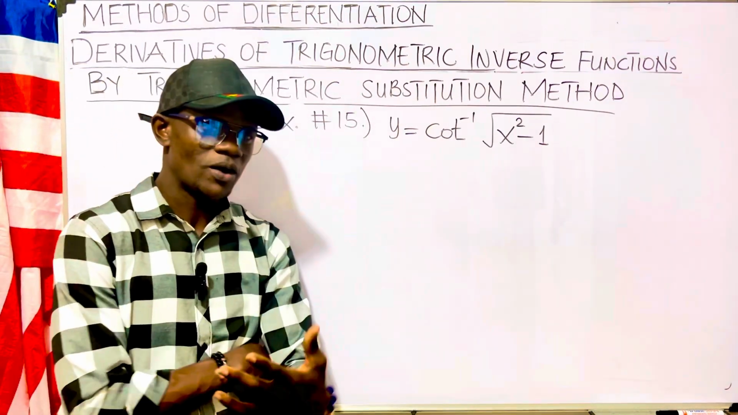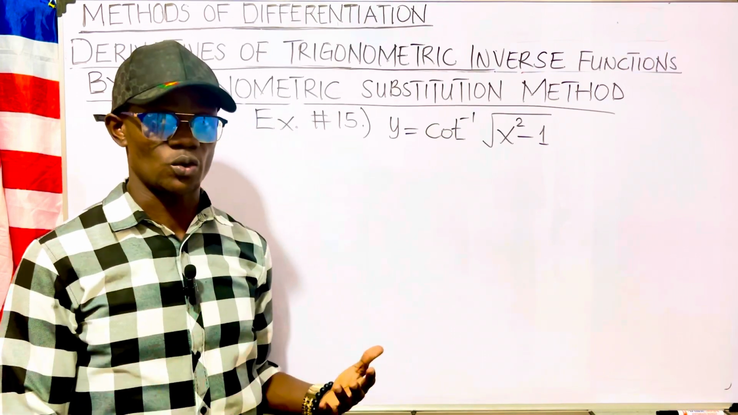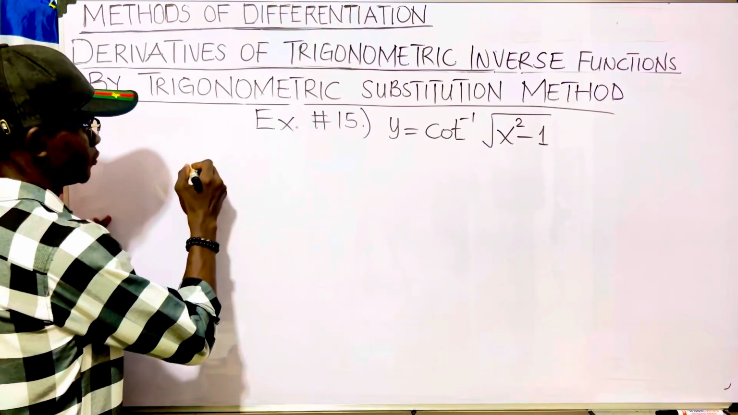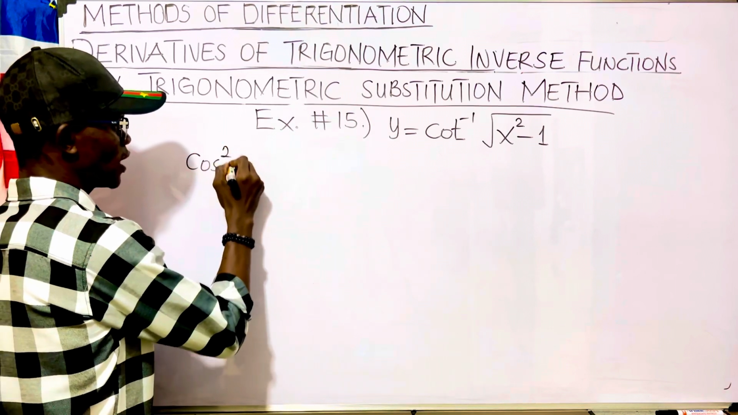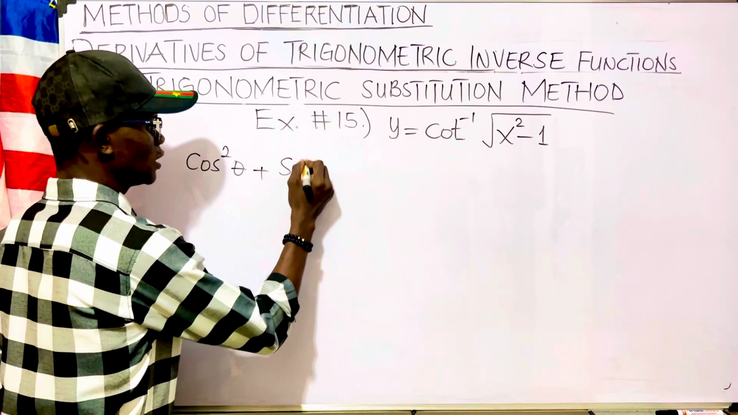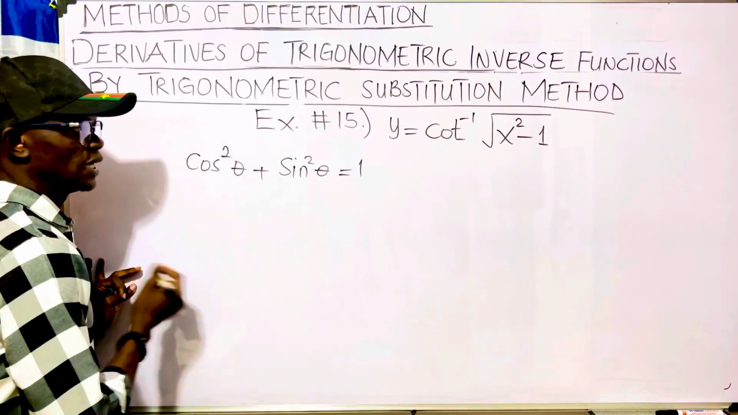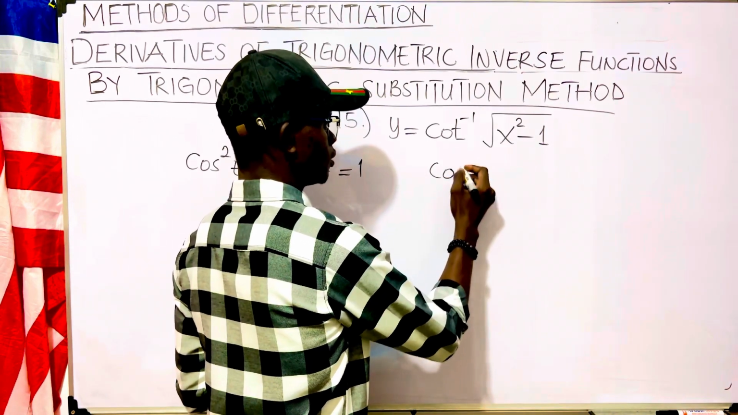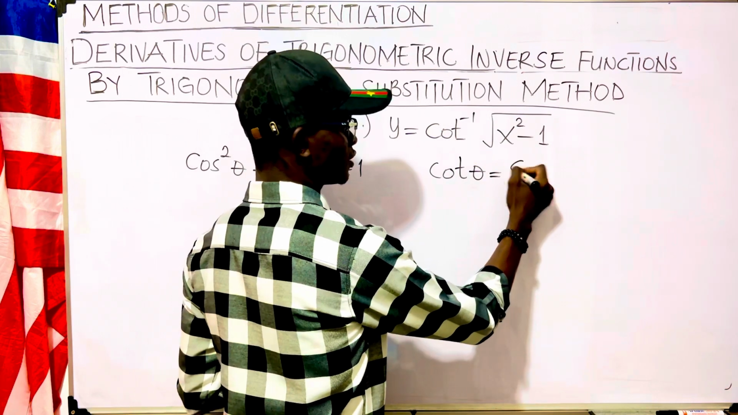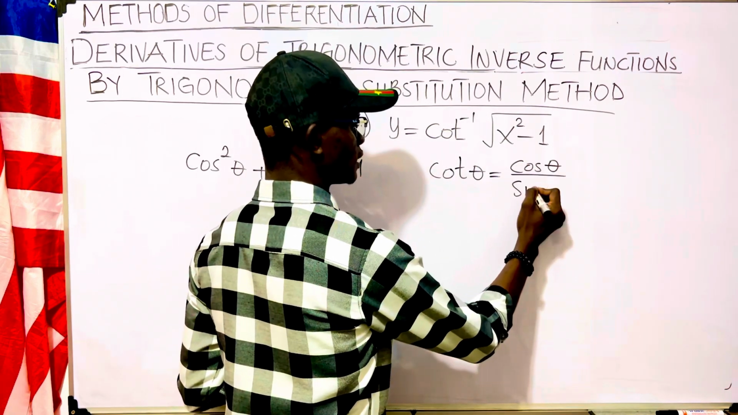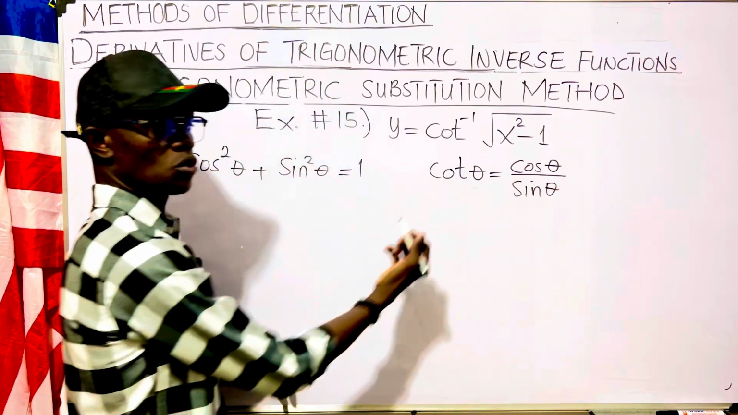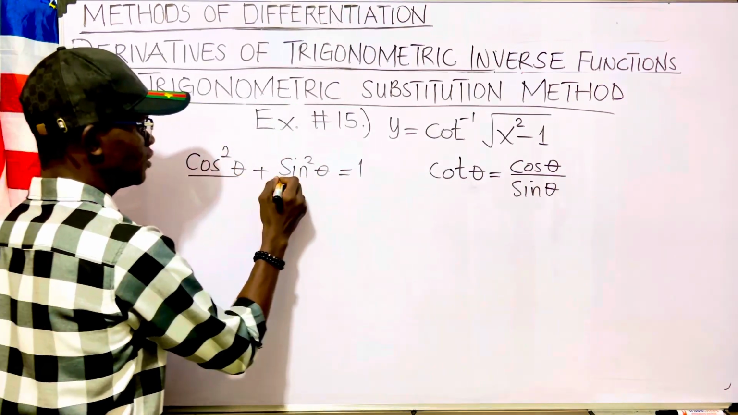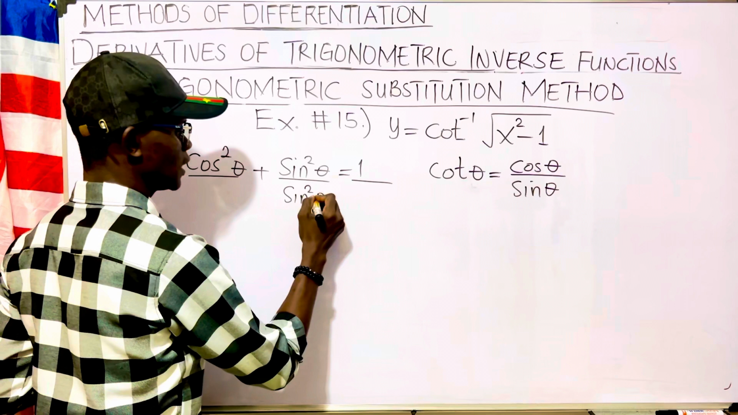So the first thing that should run to your mind: what are some of the identities of cot that we know that resemble this expression? We know that there is a fundamental identity, the Pythagorean identity, which is cos squared theta plus sine squared theta equals 1. Now, cot of an angle is defined as cos of that angle all over sine of that angle, which we call the quotient identity. So, since we need sine in the denominator, we can divide every term by sine squared theta.